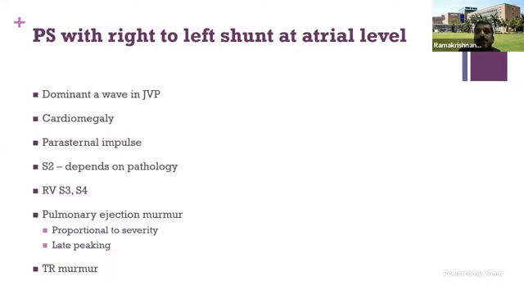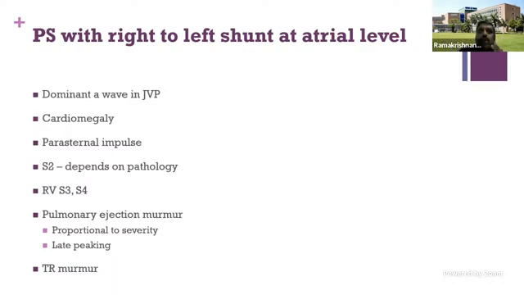What are the differences? The septum is intact, so whatever load there is, the RV has to handle it. There is a dominant A wave in the JVP, and if there is a failure, there is a TR, PS with TR, then you start developing CV waves and all. Because there is nothing to compensate. There is no VSD to compensate.